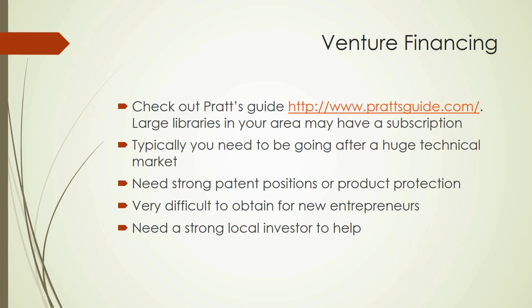You might check out the Pratt's Guide, www.prattsguide.com. Find some of the venture people in your area. Your Small Business Administration has an office in your state. Contact the state and see if they can tell you when there are conferences or when they're meeting. And sometimes you might have to go to a regional office if you're from a smaller city.